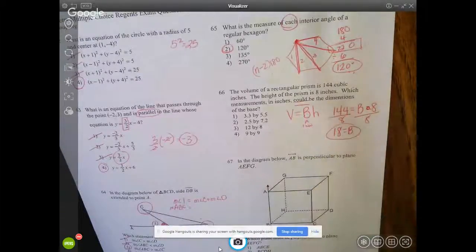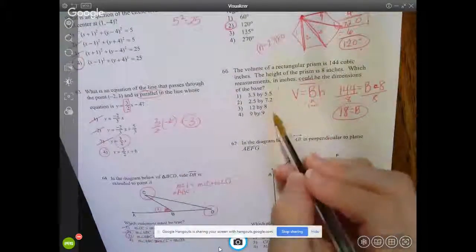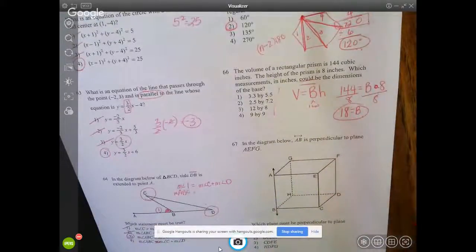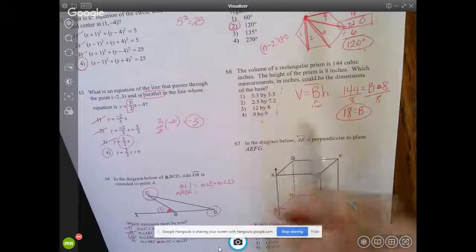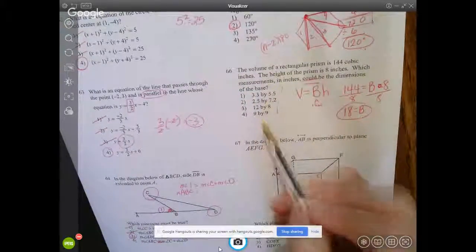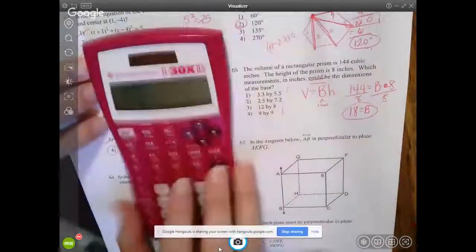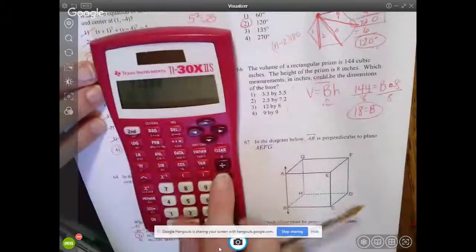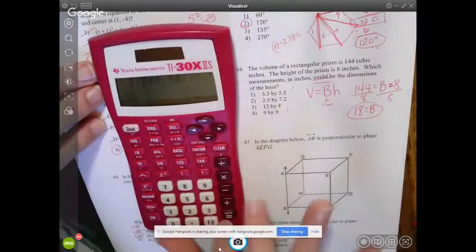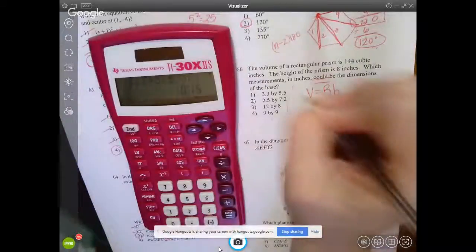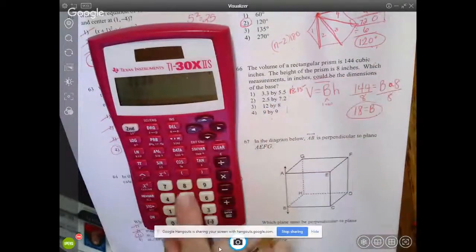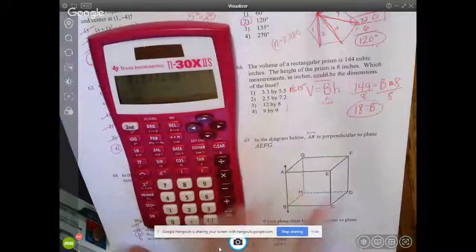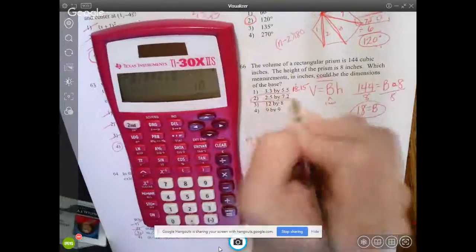So now I know I have to see which one of these is going to give me 18. Now look, here's the trick. They put 9 by 9. 9 plus 9 is 18, but that's not what we want. It's area. We have to multiply. So it's literally trial and error. 3.3 times 5.5 equals 18.15. I don't know if that's going to be the correct one. I doubt it. 2.5 times 7.2. That's 18 exactly. So it's choice 2.